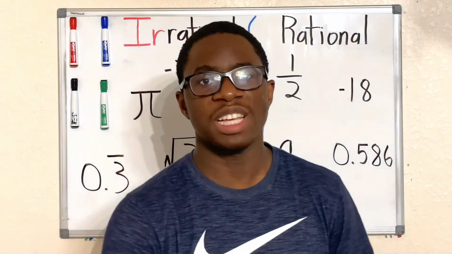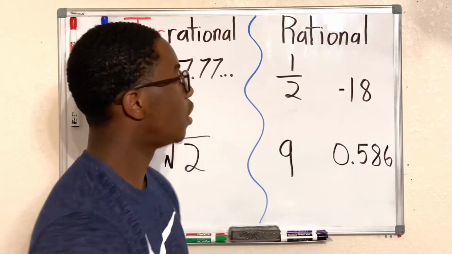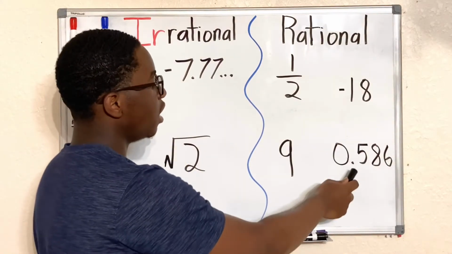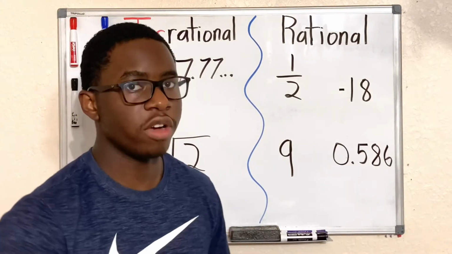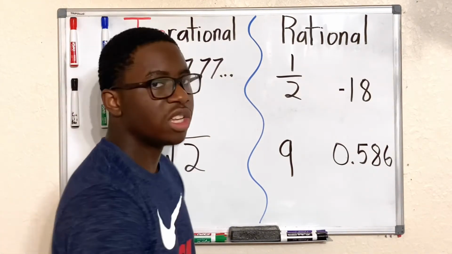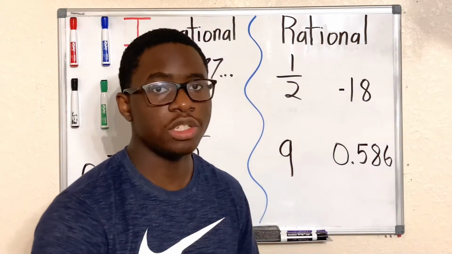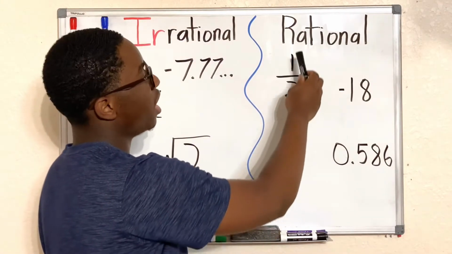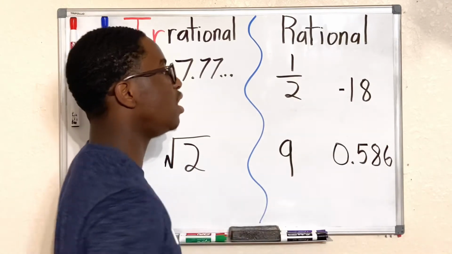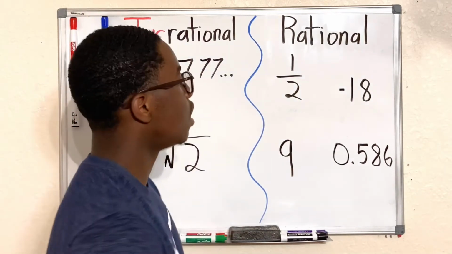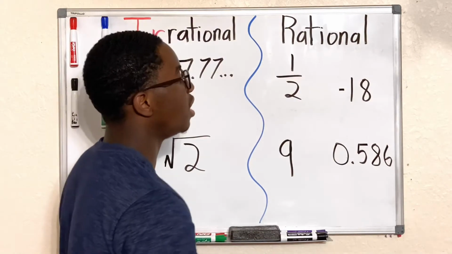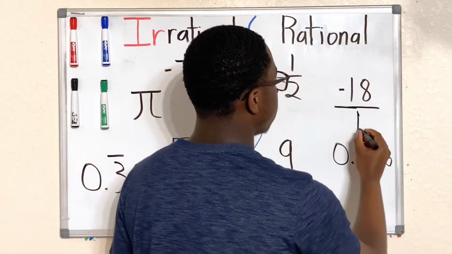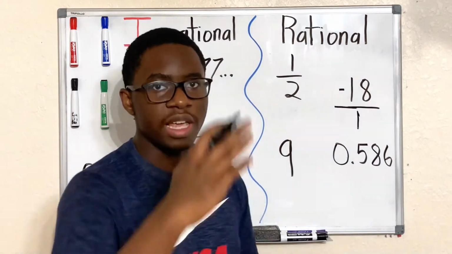Alright guys, let's look at some examples of rational and irrational numbers. Here we have some rational numbers here. We have half, negative 18, 9, and then 0.586. Now why are these rational? These are mainly rational because we can put them in the format or ratio A over B. Half, for example, is represented as 1 over 2. What about negative 18? Well, we can represent this as A over B because if we put negative 18 over 1, that's represented as A over B.